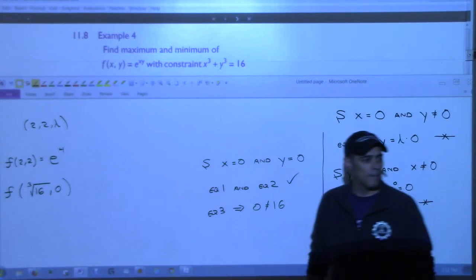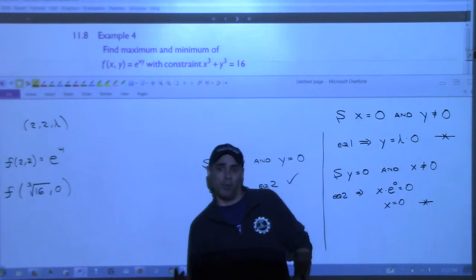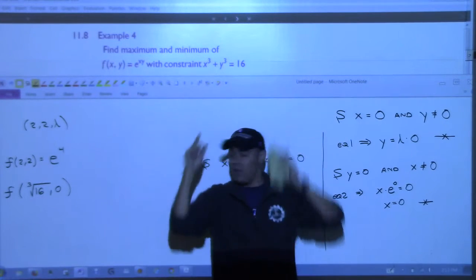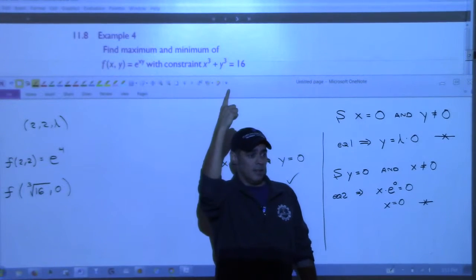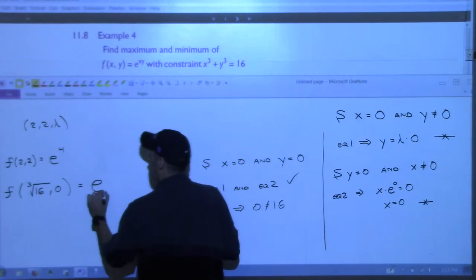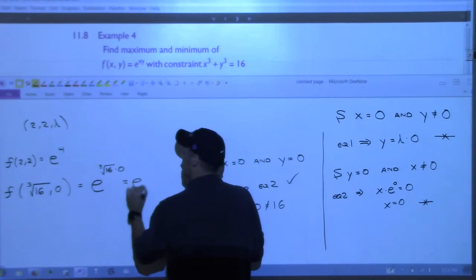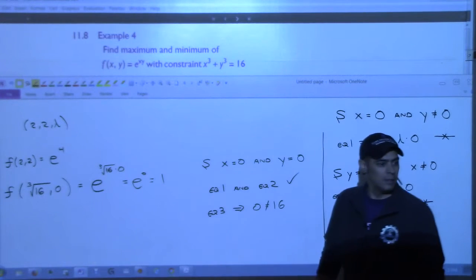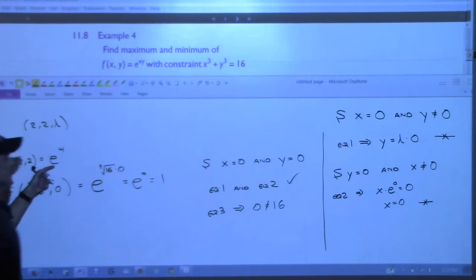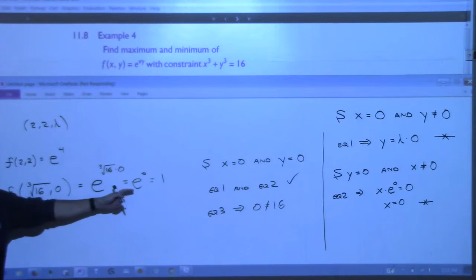Does that work? Is this point on that curve? Yes, right? Is that point getting plugged up into this function? Right? So it's on that curve. Whatever the heck that curve looks like up there, this point is in there, right? So if I plug that into that surface, what do I get? E to the cube root of 16 times 0, which is e to the 0, which is 1. Right? So what can you tell me about this then? It's the max. Because it's bigger than that, right? It's bigger than this one?